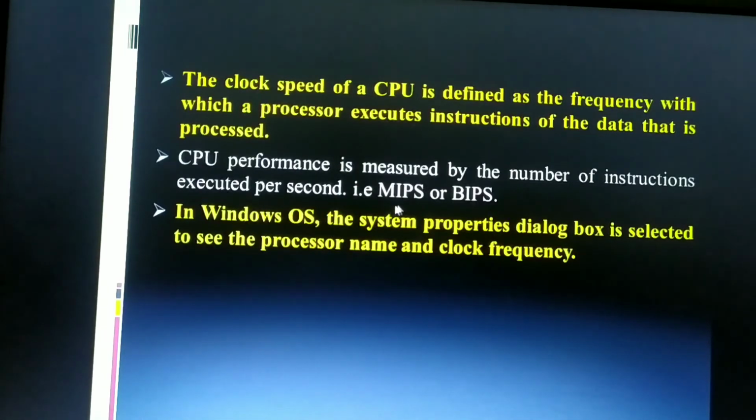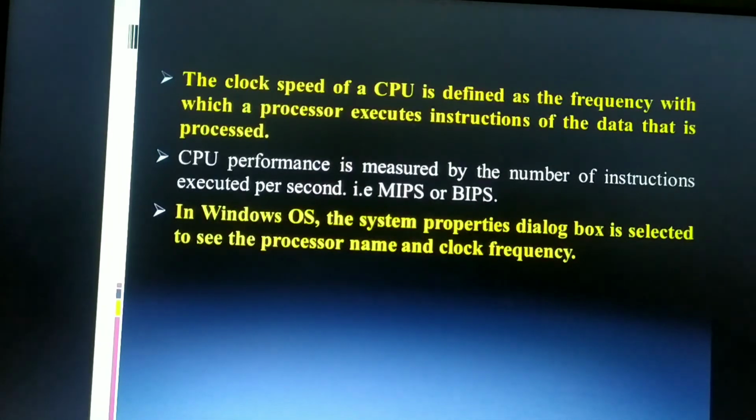Usually CPU performance is measured in terms of million instructions per second or billion instructions per second. And one more thing: the clock frequency is usually measured in terms of millions of cycles per second, that is megahertz or gigahertz. You can say millions of instructions, or a megahertz, or billions of instructions, or also you can say gigahertz. I hope you are able to understand.